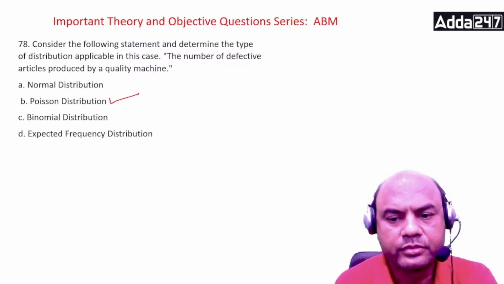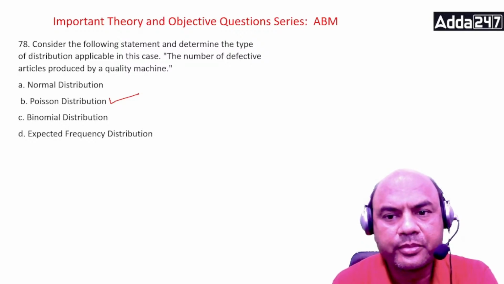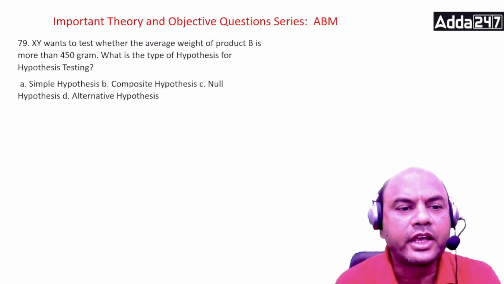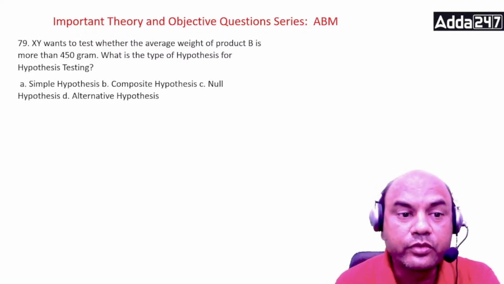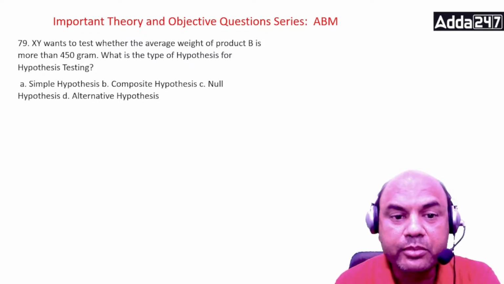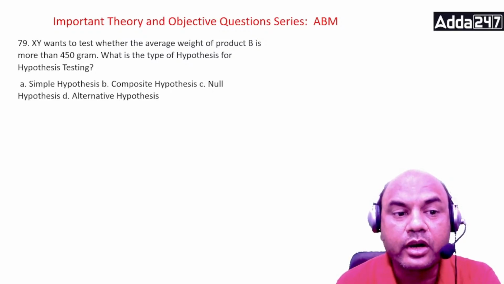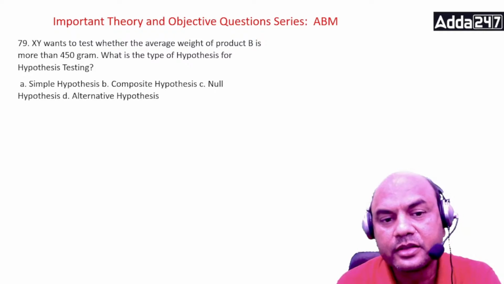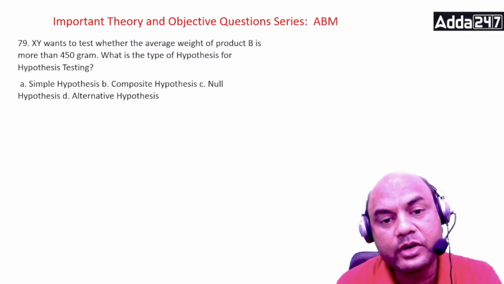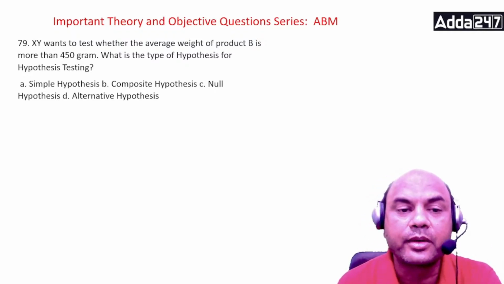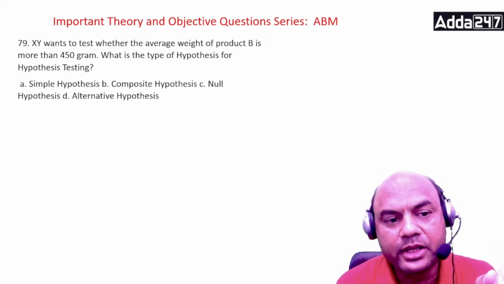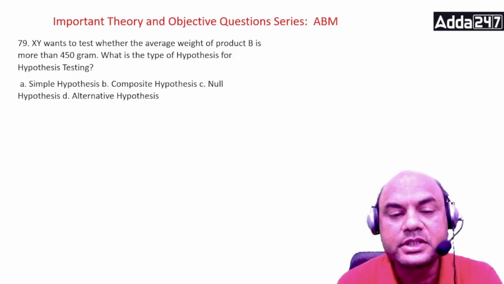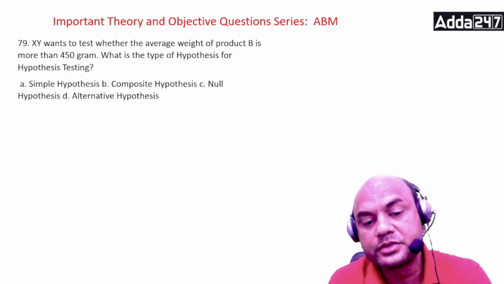Next one. XY wants to test whether the average weight of product B is more than 450 grams. What type of hypothesis will be used for this testing? So whether the average weight of any product is greater than 450 grams, I want to check that. Which type of hypothesis will I use? Simple hypothesis, composite hypothesis, null hypothesis, and alternative hypothesis. So which one will I use?